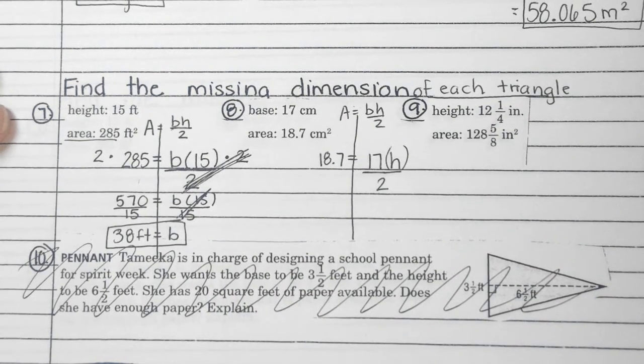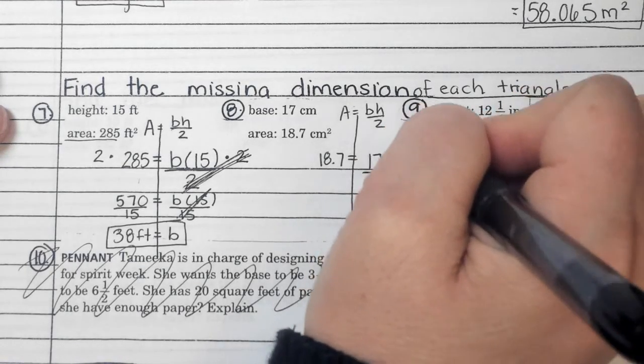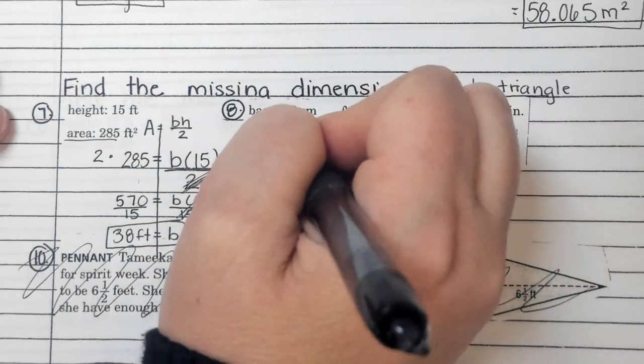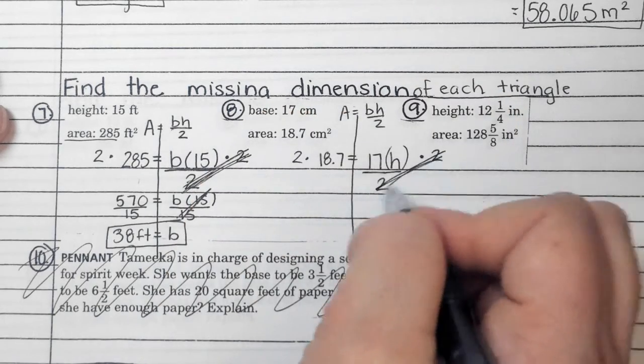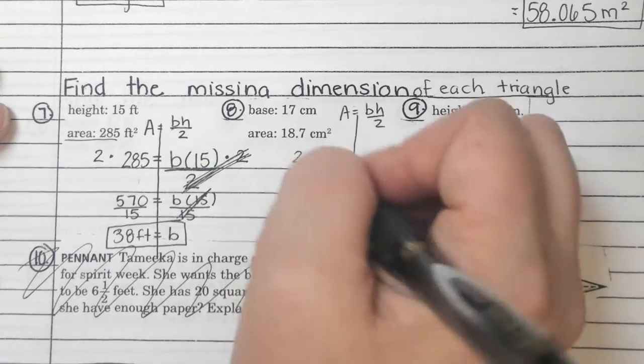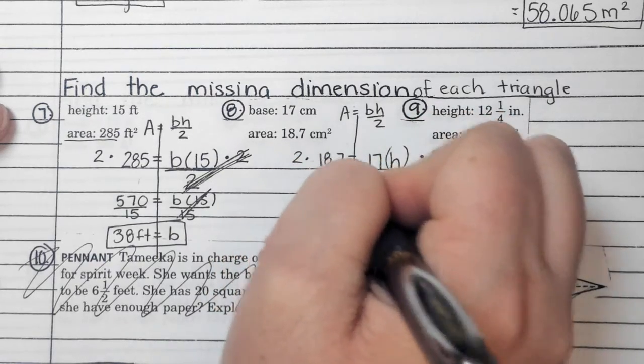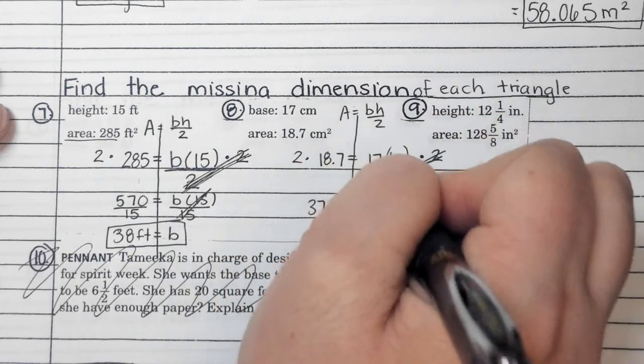Okay, what do I need to get rid of first? The 2. How do I get rid of a 2 on the bottom? Multiply on the top. So my 2's go away here. 2 times 18.7. Anyone got that worked out? Lizzie? 37.4 equals 17 times H.